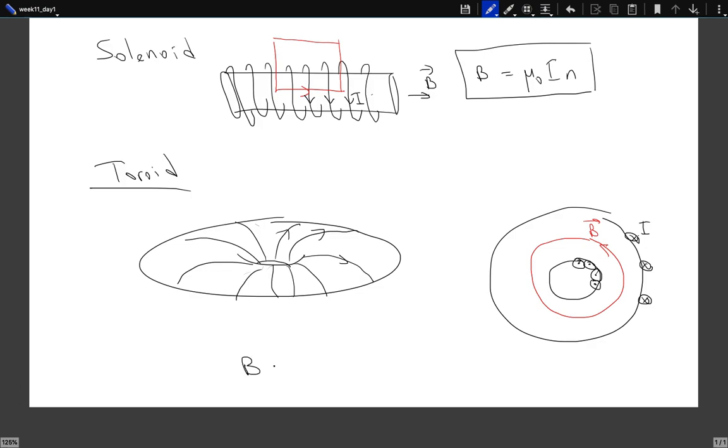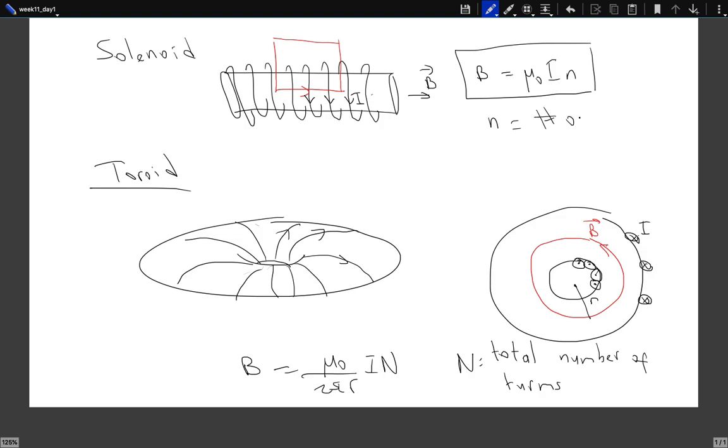And the magnitude of the magnetic field in this case turned out to be mu0 over 2 pi r times I times n at this point. This is the distance r. Here n is the total number of turns. And here n is the number of turns per unit length.